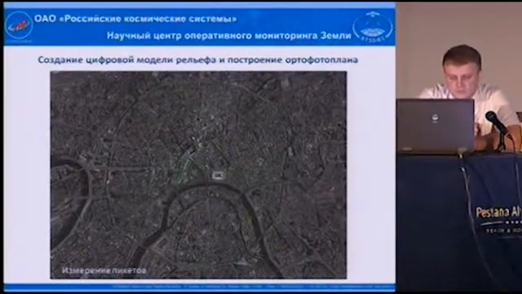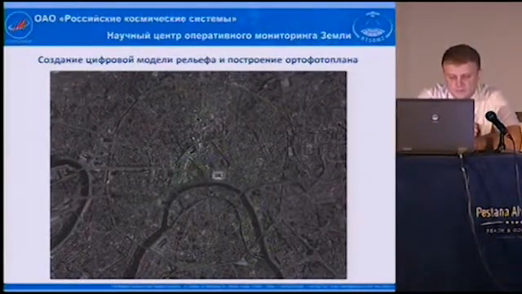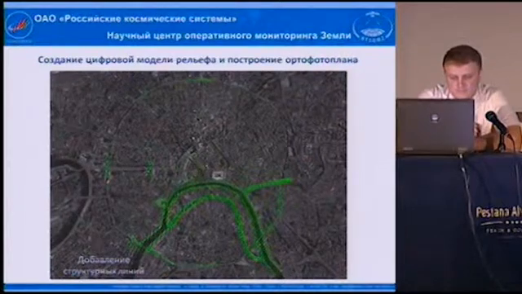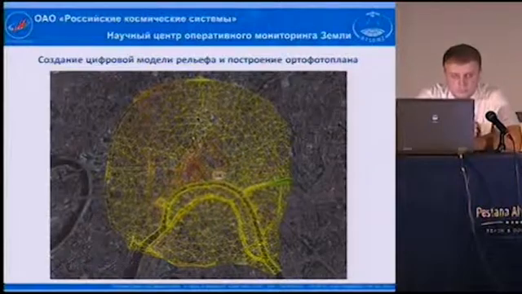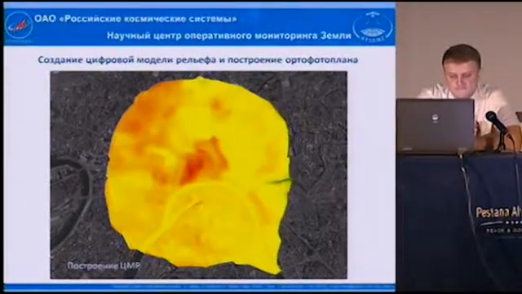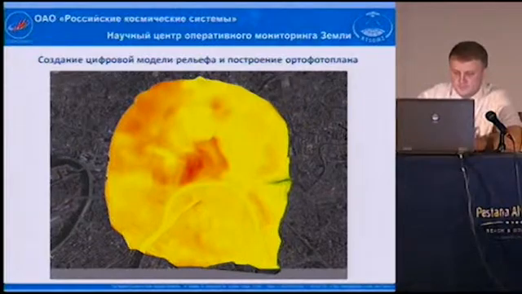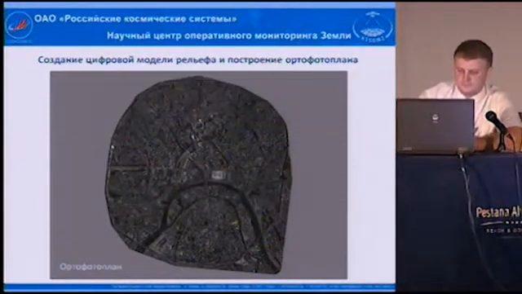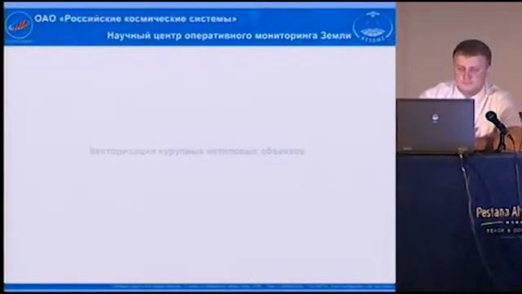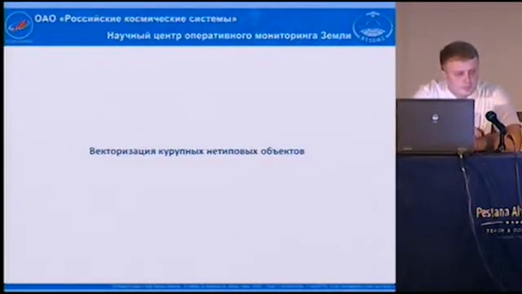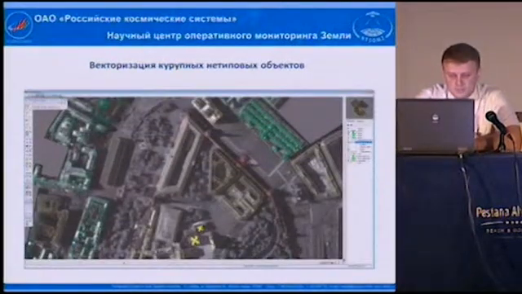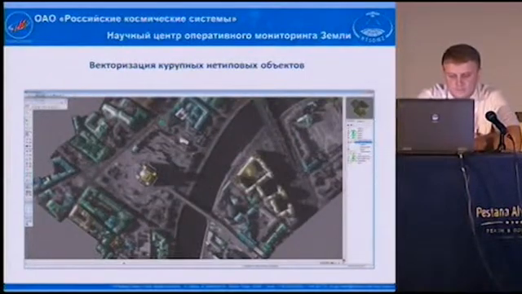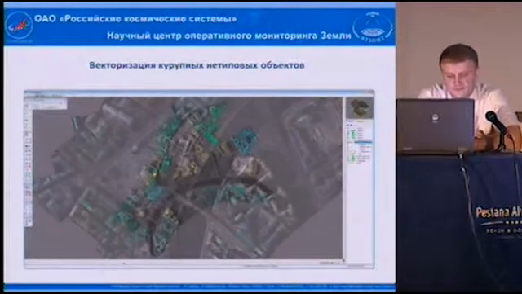First of all, we built the elevation. We drew structural lines and built a digital elevation model, after which we constructed the orthophoto plan. The next stage involved vectorization of large objects, which could be vectorized based on our stereo pair. Here you see some of the examples.